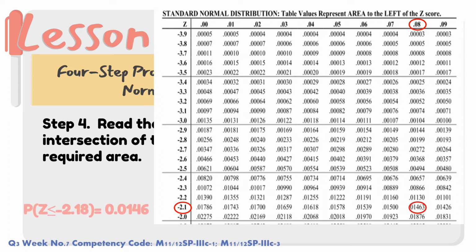Therefore, the area to the left of z less than or equal to negative 2.18 is equal to 0.0146. Since the table I used has 5-digit numbers, I rounded off the answer to the nearest ten-thousandth.